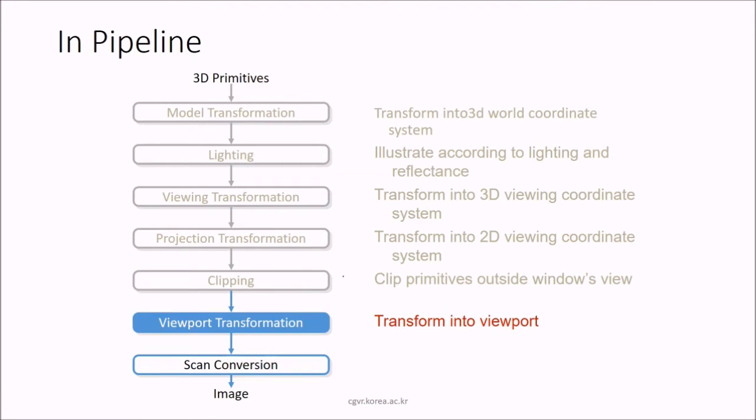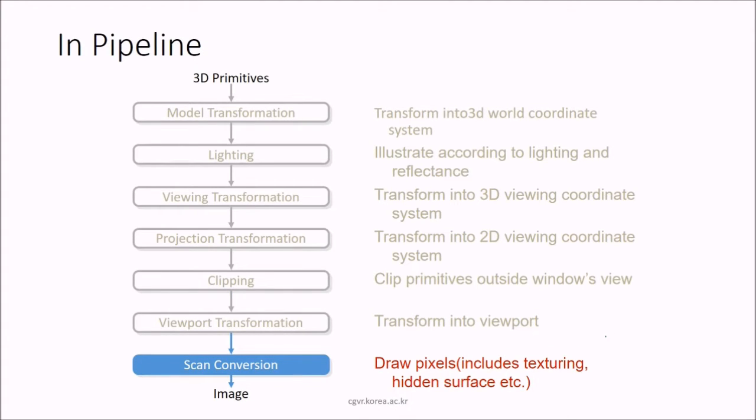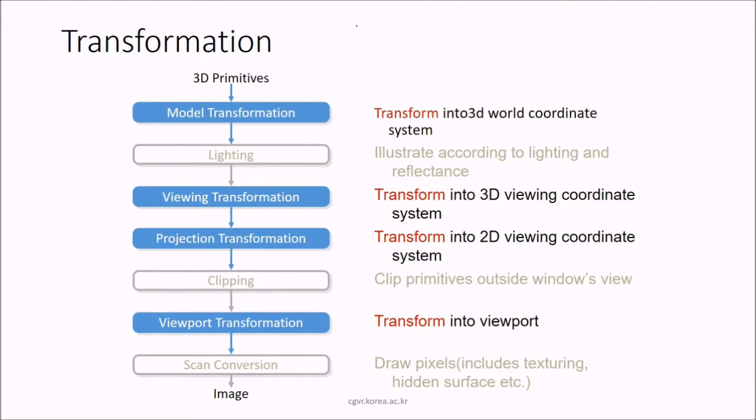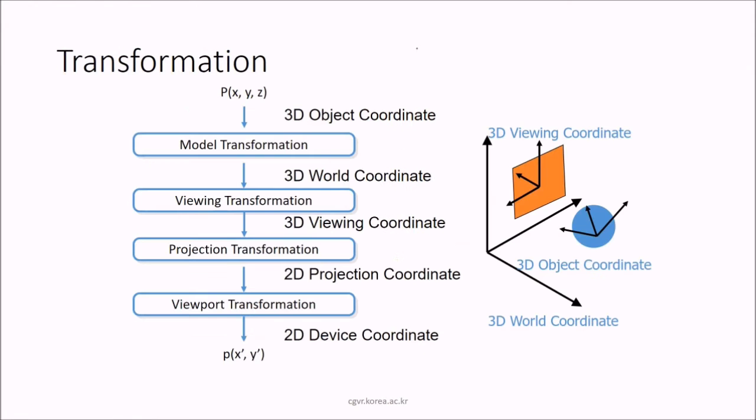And then we perform the viewport transformation. That is, we transform it to the viewport for actual showing. The viewport is the port where the viewing or display is to be performed. Then the scan conversion, that means we draw pixels, which includes the texturing, the hidden surfaces, etc. The scan conversion is done so that the image can be shown. So these are the transformations: model transformation, viewing transformation, projection transformation, and viewport transformation. These are the different transformations that we apply right from the 3D primitive to the image conversion.